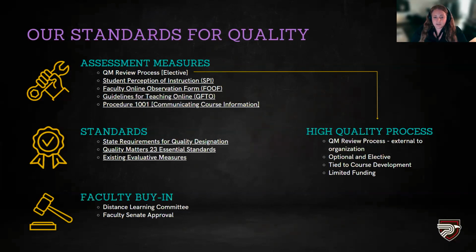We have our student perception of instruction, our faculty online observation form, our guidelines for teaching online, and our institutional procedures. And that could be the backbone for what we built our rubric upon. So our standards are the quality designation, the state requirements, the 23 essential QM standards, which they need to meet, and our existing evaluative measures.